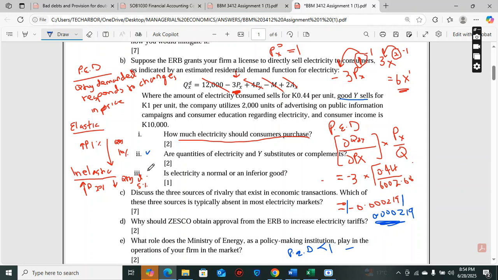Then for number 2 and number 3, we can use cross price elasticity of demand. It's also going to help us tell if a good is a substitute or a complement. If your cross price elasticity of demand is positive, the goods are substitutes. If it is negative, they are complements. If they ask you to get the cross price elasticity of demand, this is the formula.